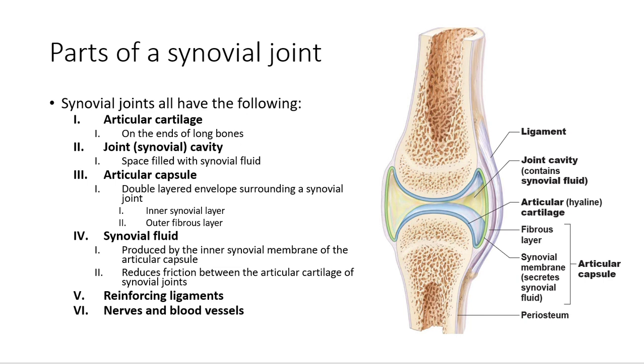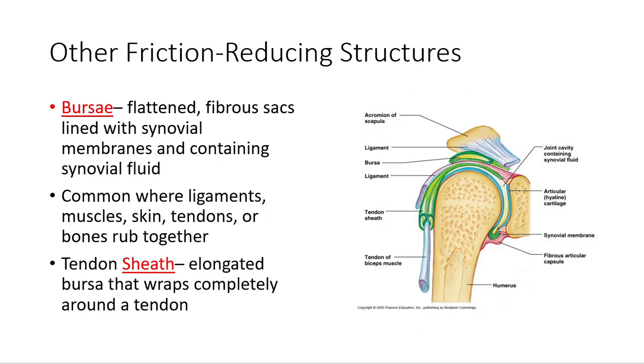The outer layer of the articular capsule, though, is really there for support. Also not pictured are reinforcing ligaments and nerves and blood vessels, which are often present. There's also other friction-reducing structures, like bursae, flattened fibrous sacs lined with synovial membranes, and they contain synovial fluid as well. And tendon sheaths that are elongated bursa that wrap completely around a tendon. Both of these structures are common where ligaments, muscles, skin, tendons, or bones rub together.